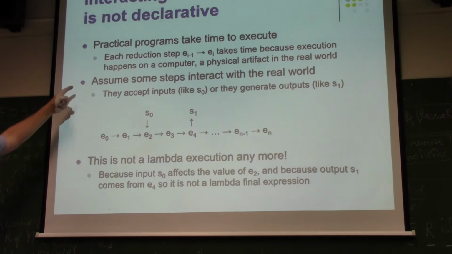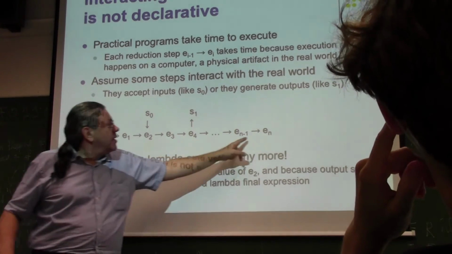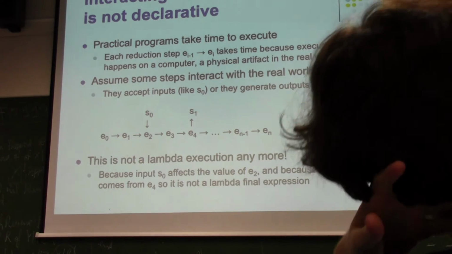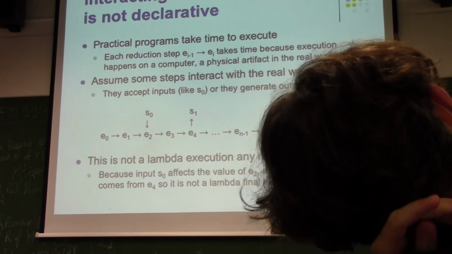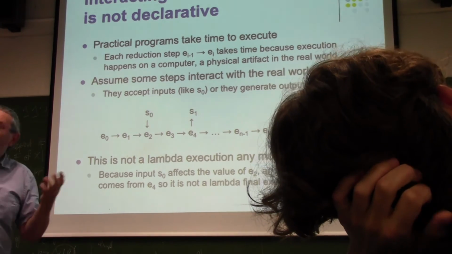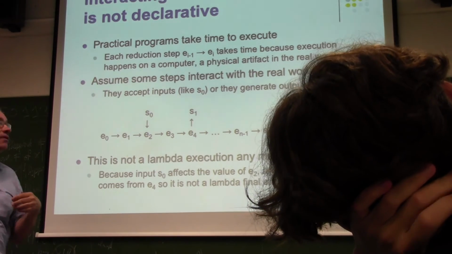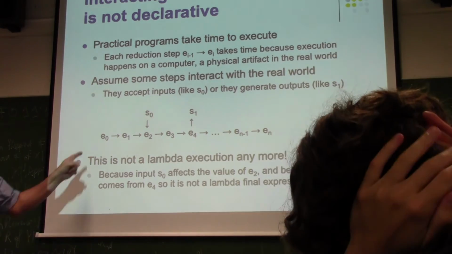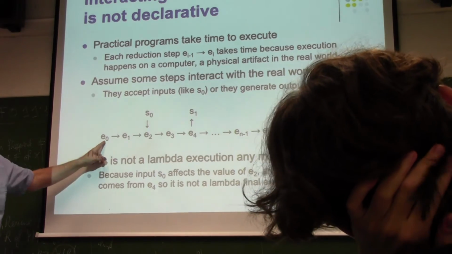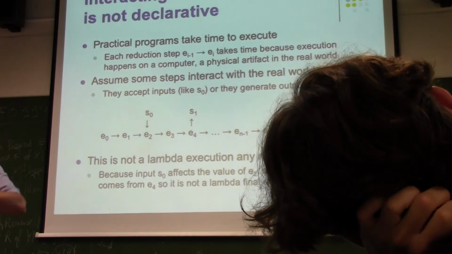Because the execution happens on a computer, which is a physical artifact in the real world. So this is taking time. And this execution can be very long. If it's a text editor that's running, it can run for days. An operating system can run for weeks. If it's not buggy. If it's buggy, it crashes and you have to reboot. But actually, good operating systems can run for weeks or months without stopping. So this thing can go on for a long, long time. But it doesn't just sit there and do a computation. It interacts with me, okay?